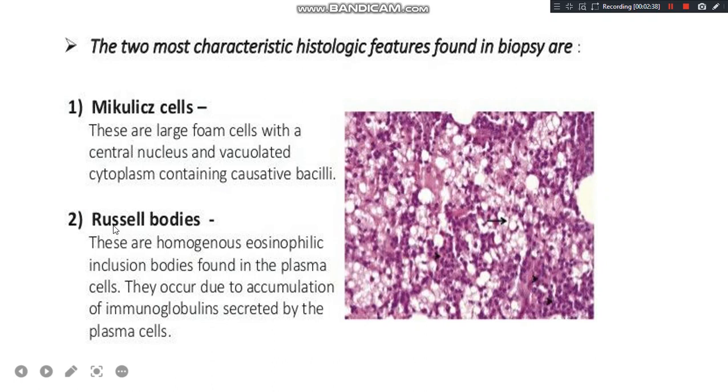The second thing here is the Russell bodies. So the Russell bodies are basically inclusion bodies found in the plasma cells. Now these are homogeneous eosinophilic inclusion bodies. Inclusion bodies means aggregation of a specific type of protein. So here there are immunoglobulins which are precipitated or aggregated as inclusion bodies. They occur due to accumulation of immunoglobulins secreted by the plasma cells. So these both cells are the diagnostic feature of this condition.